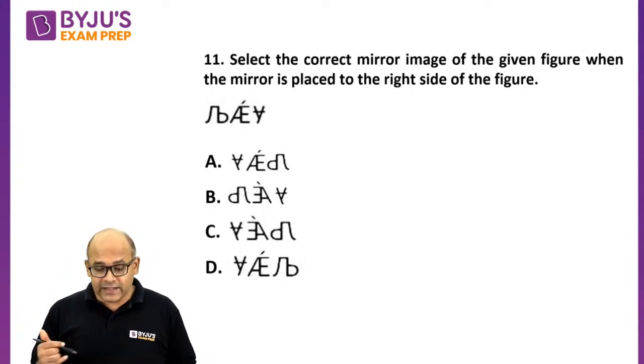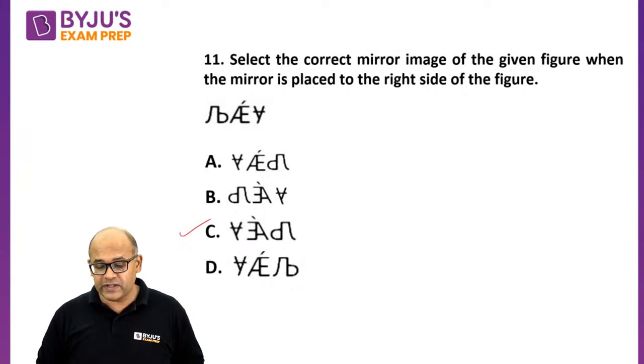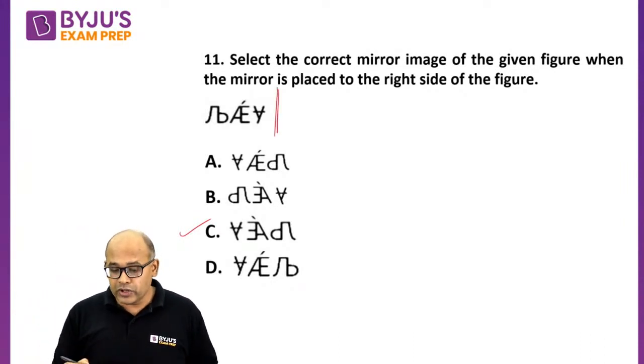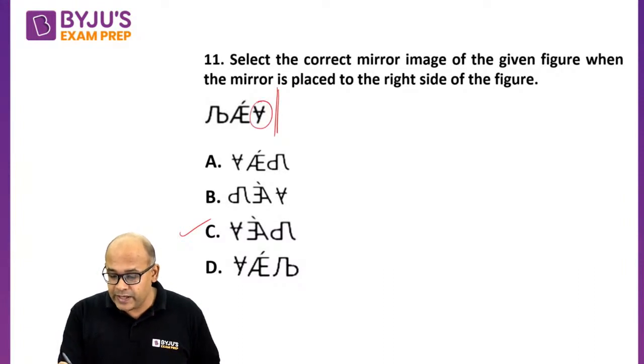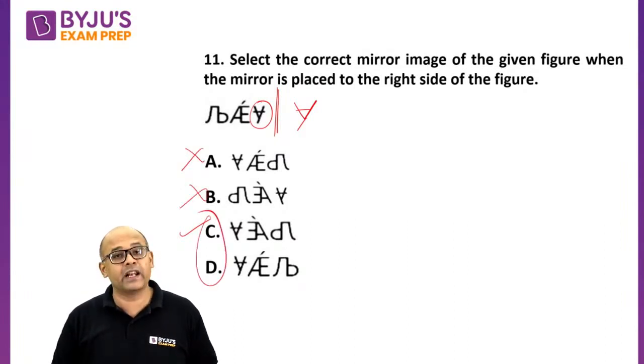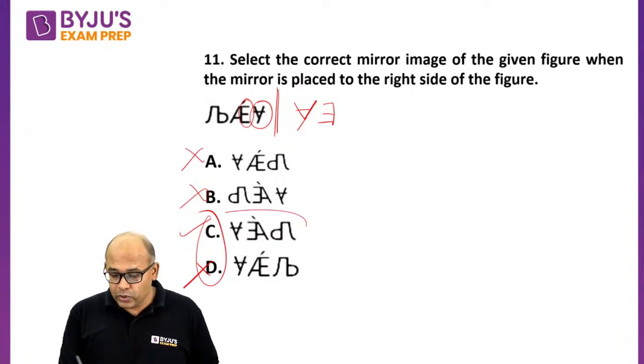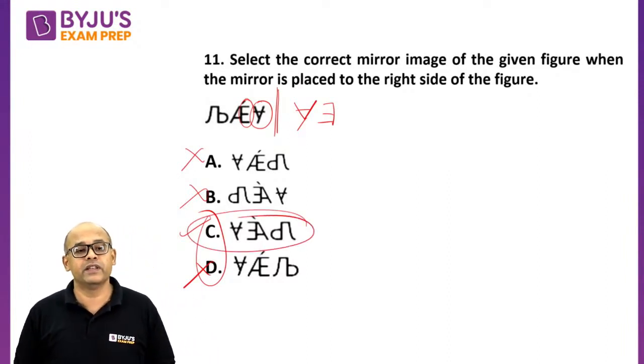Okay, so what is the correct answer here? The correct answer happens to be option C. So you're looking at the mirror being here. The first thing is this will be in this fashion. That gives you A to be ruled out, B to be ruled out, probably C and D are left. Now the second one, this image will be in this fashion, which means D is ruled out. So the only correct answer left is option number C.